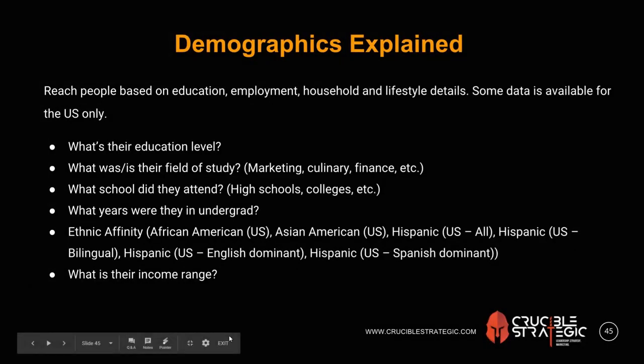So demographics explained. You can reach people based on education, employment, household and lifestyle details. Some data is available in the U.S. only, for some data. So what's their education level? What was their field of study? What school did they attend? What years were they undergrads?